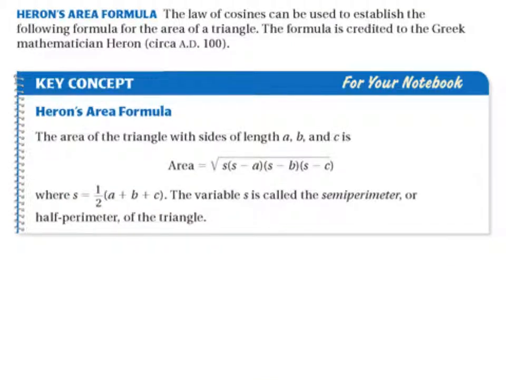All right, there's one more thing to cover in this lesson. It's called Heron's formula. The law of cosines can be used to establish the following formula for the area of a triangle. The formula is credited to the Greek mathematician Heron. He was alive about 100 AD. Heron's area formula. The area of a triangle with side lengths A, B, and C is area equals the square root of S times S minus A times S minus B times S minus C, where S is 1/2 A plus B plus C. The variable S is called the semi-perimeter or half perimeter of the triangle.